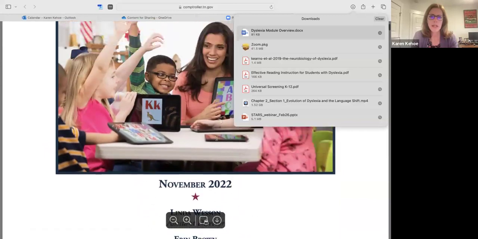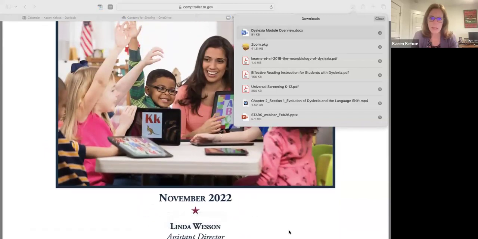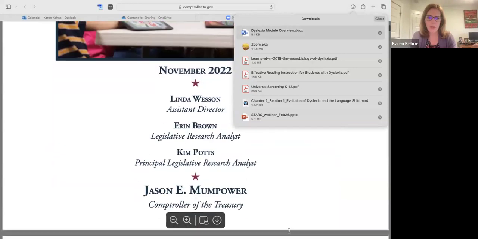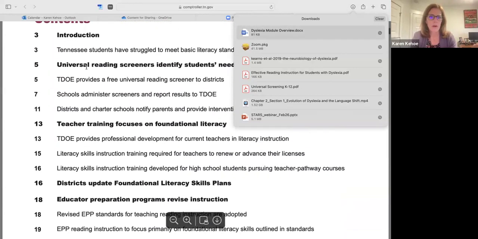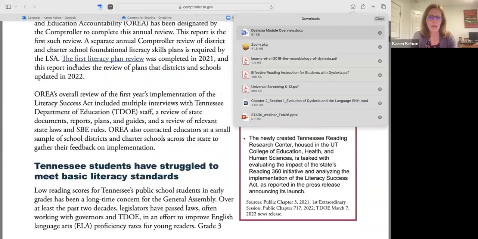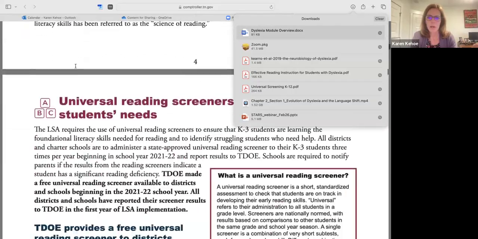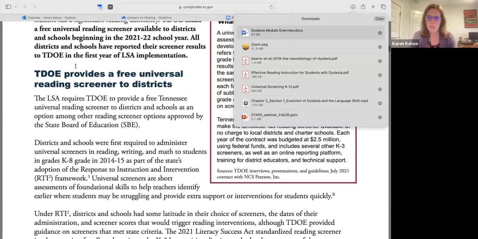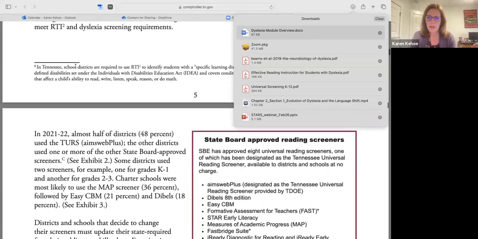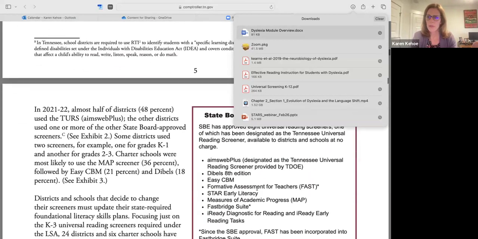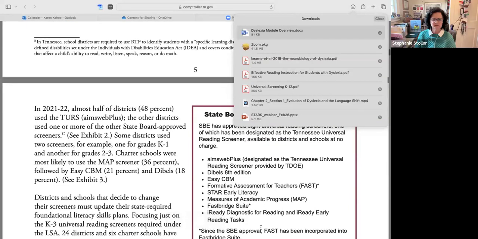In this document, this is linked on the slide that talks about the Tennessee Literacy Success Act. It's linked there, and it is on pages 5 through 7. Oh, no, I think it's the next page. These right here, can you see those where it starts with Ames Web? Yes. Those are the approved.